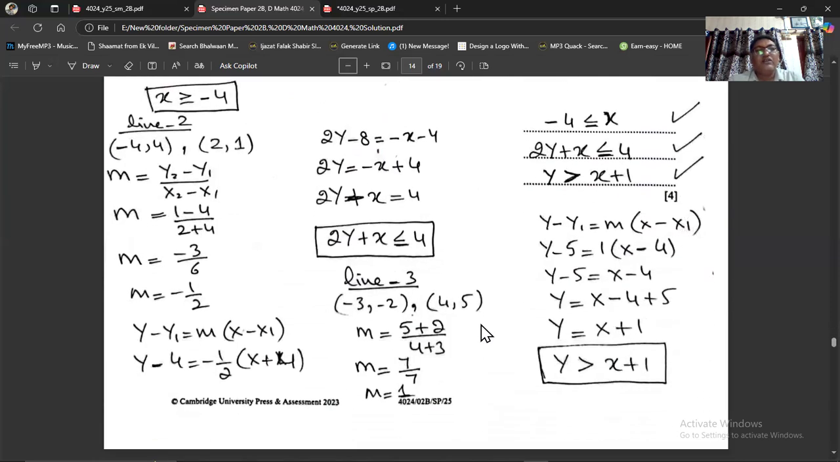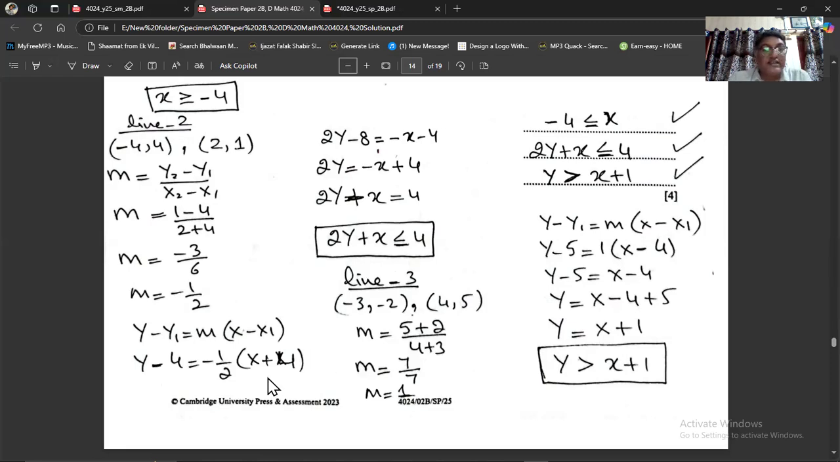Now I will try to find out the equation of this line number 2. You know, the gradient is y2 minus y1 divided by x2 minus x1. So it will be 1 minus 4 divided by 2 plus 4. It is -3 by 6, it's -1 by 2. Now I will find the equation of this line, the coordinate geometry formula is y minus y1 equals to m bracket x minus x1. So y minus 4 equals to -1 by 2 bracket x plus 4 bracket close.